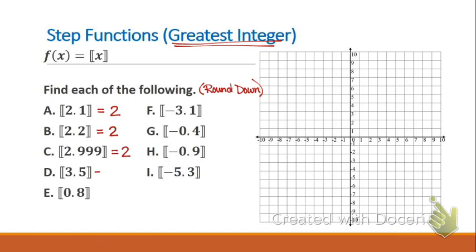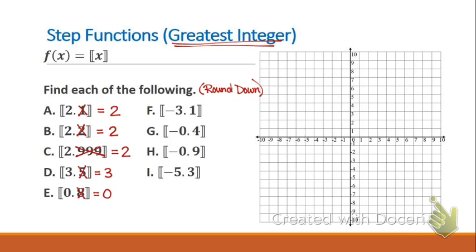3.5, our greatest integer there is 3. I'm rounding down. 0.8, well, it hasn't gotten all the way to 1 yet, so our greatest integer there is 0. So really, when I'm looking at positive numbers, anything after the decimal point, I'm just going to completely ignore. It does not matter how big or small it is. With my greatest integer function, I am grabbing whatever that whole number is out in front for my positives.